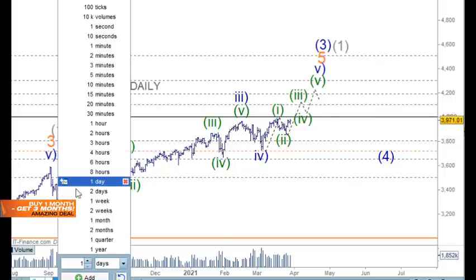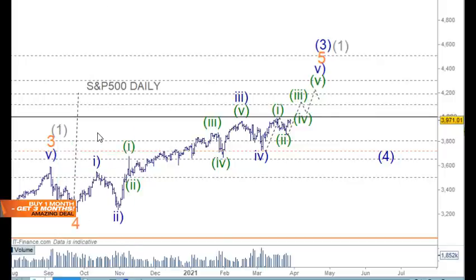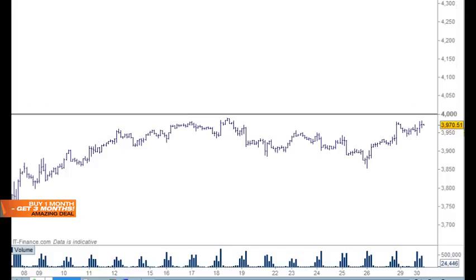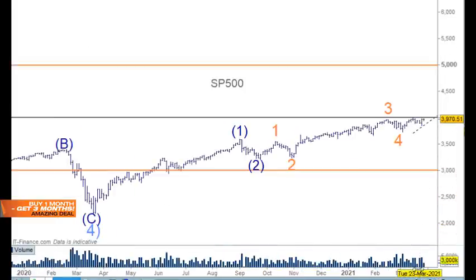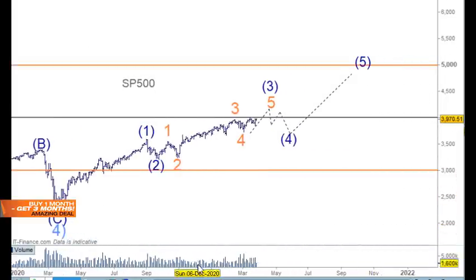So the other count that we've got here, as you may know, we need to start talking about this a little bit more now. It looks a bit like this, with wave 1 here and 2 here, and 1, 2, 3, 4 and 5 moving up here for wave 3, coming back for wave 4, and then going up for wave 5.